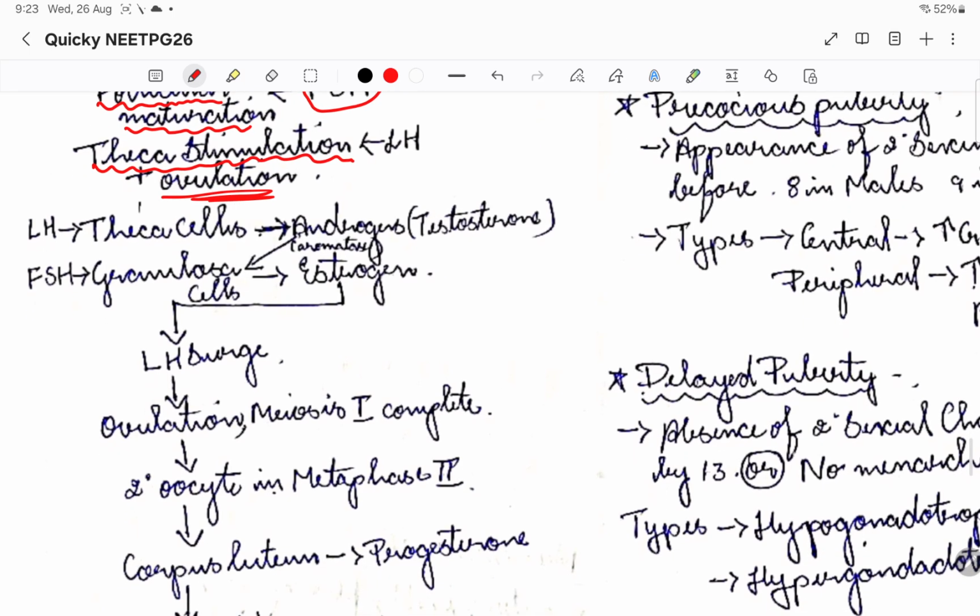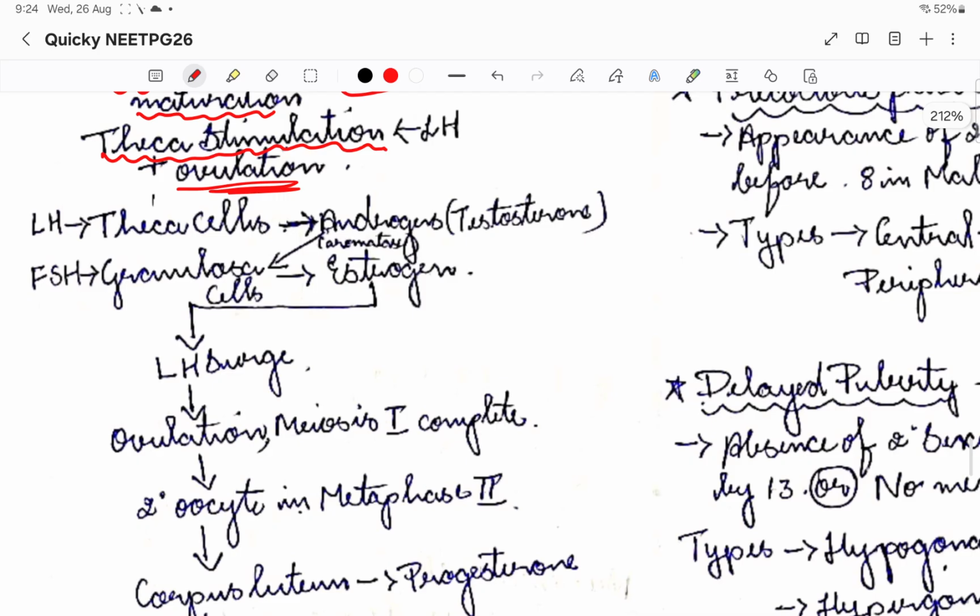So how the maturation and the theca cell stimulation is happening is, LH will cause theca cells to generate androgen. Androgens, basically testosterone. This testosterone has to be converted to estrogen. Theca cells by themselves cannot convert testosterone into estrogen. That is why there is something called granulosa cell within the follicles.